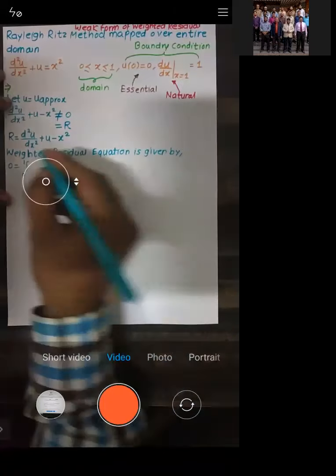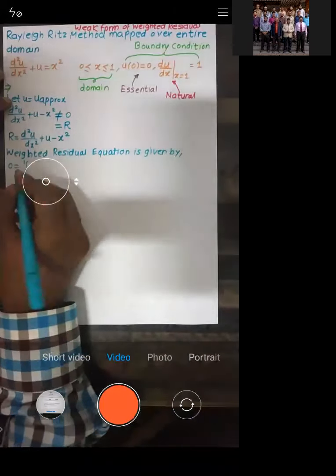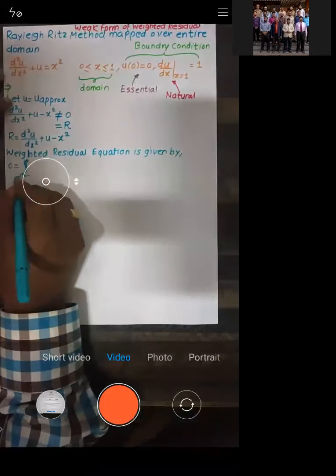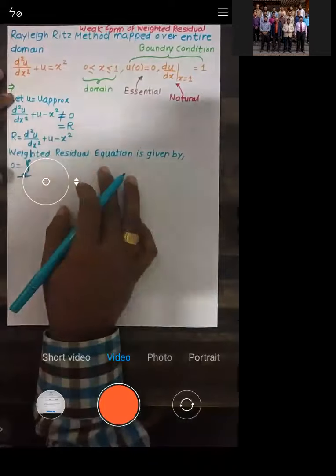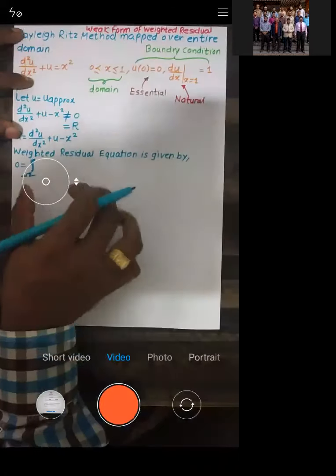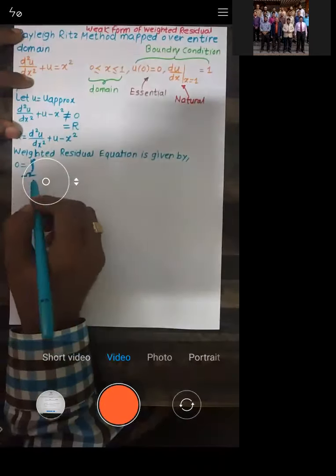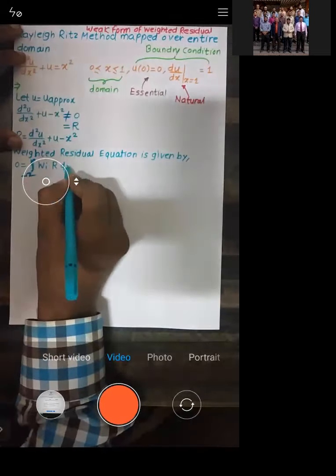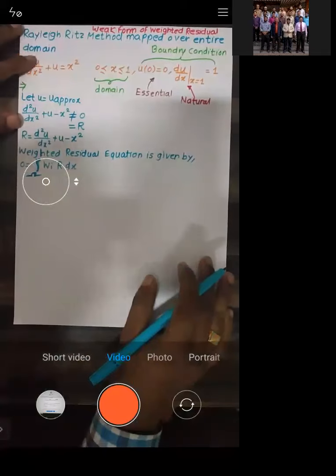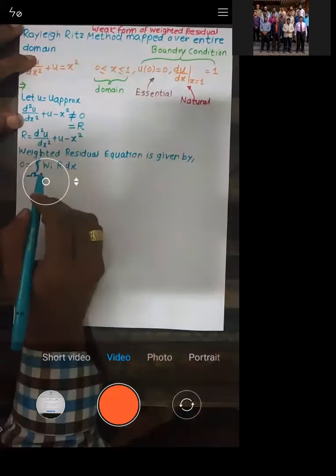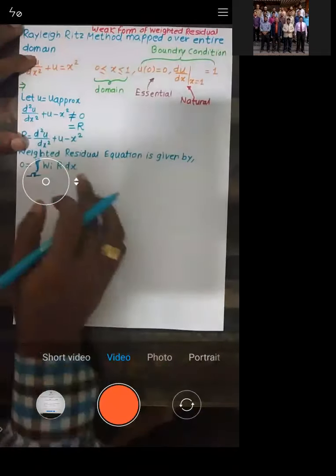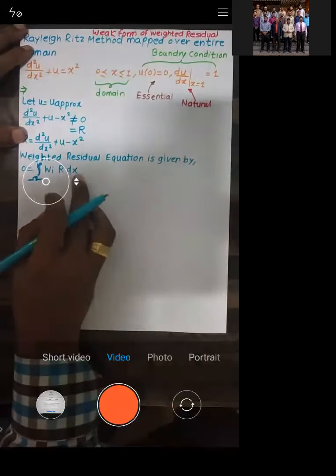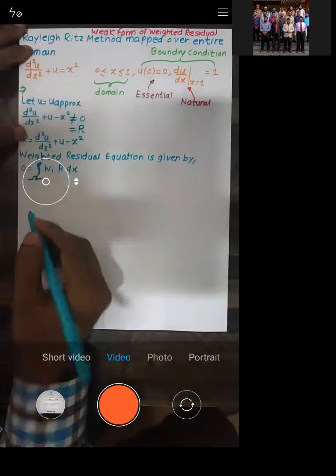0 is equal to integration over the domain of Wi into R into dx. This is what the weighted residual equation is. Instead of putting in the values directly, I have written the general equation first: 0 is equal to integration of Wi into R into dx. So let us rewrite it by putting in the limits.